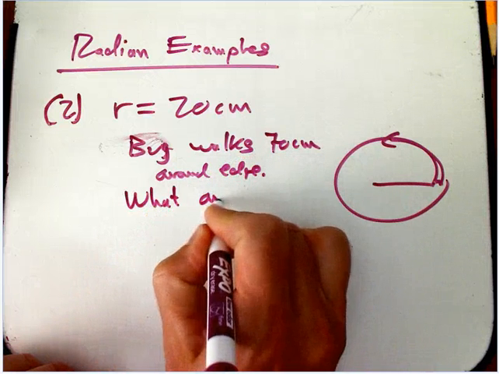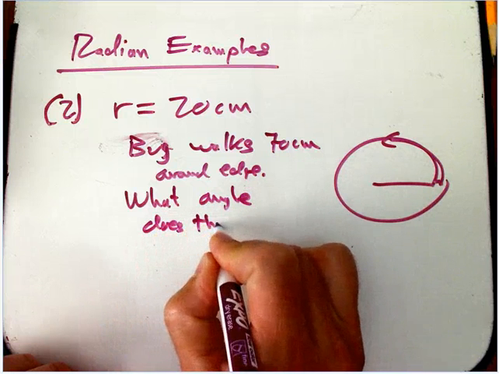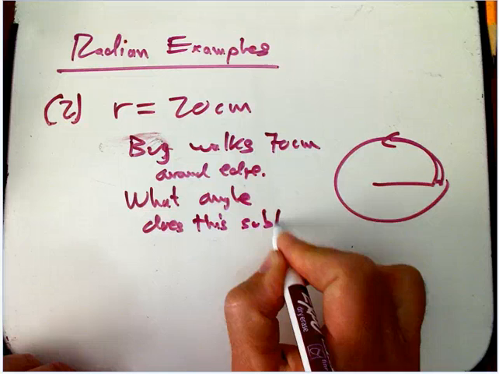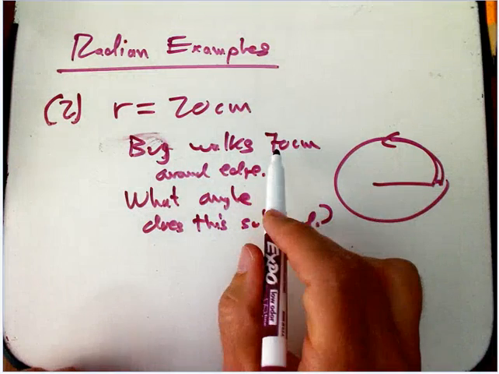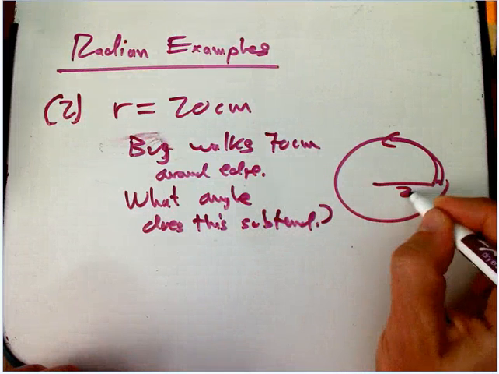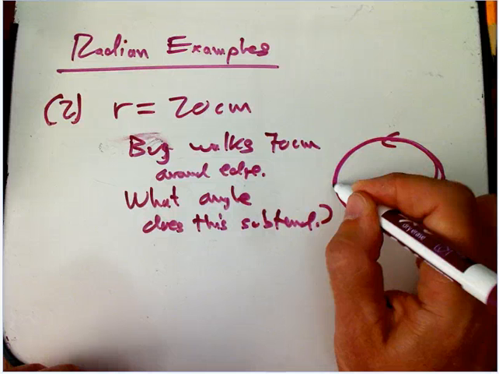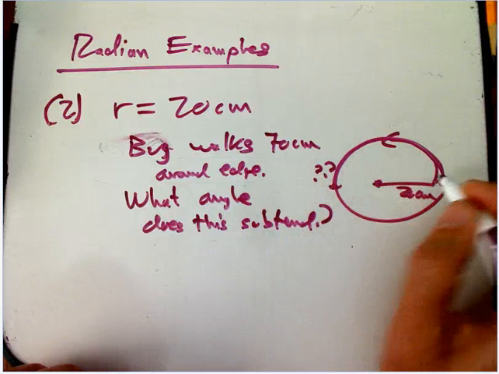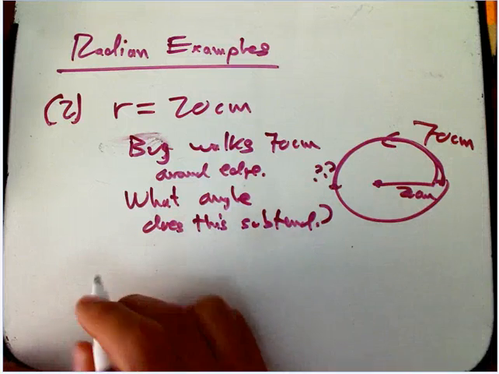What angle does this subtend? That's the technical term. What angle does that correspond to? Okay, well, if this is 20, freehand 70, it's something like, I don't know, here? Well, let's figure it out, and then we'll maybe redo the picture. But it's really quite easy.